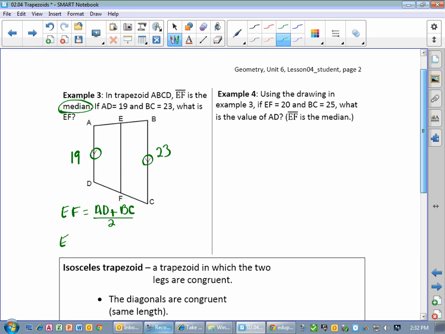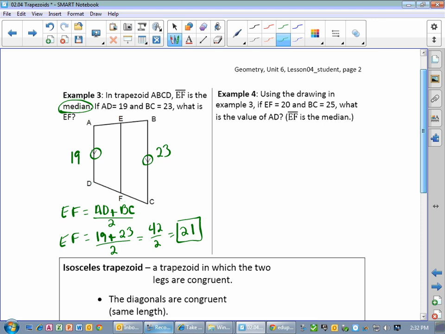So let's see here. EF would be, AD we're told is 19, BC we're told is 23. So 19 and 23 make 42. Divide that in half and we get 21. Okay. Now, what number is right in between 19 and 23? 21 is halfway between them. That's how averages work. It's going to be right in between the two numbers.